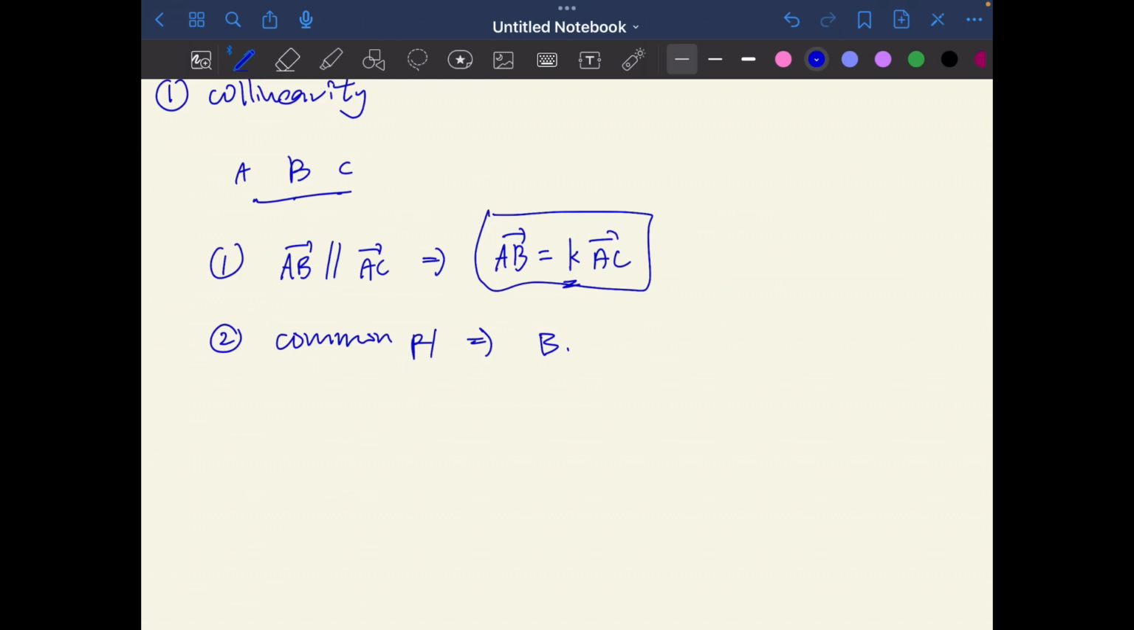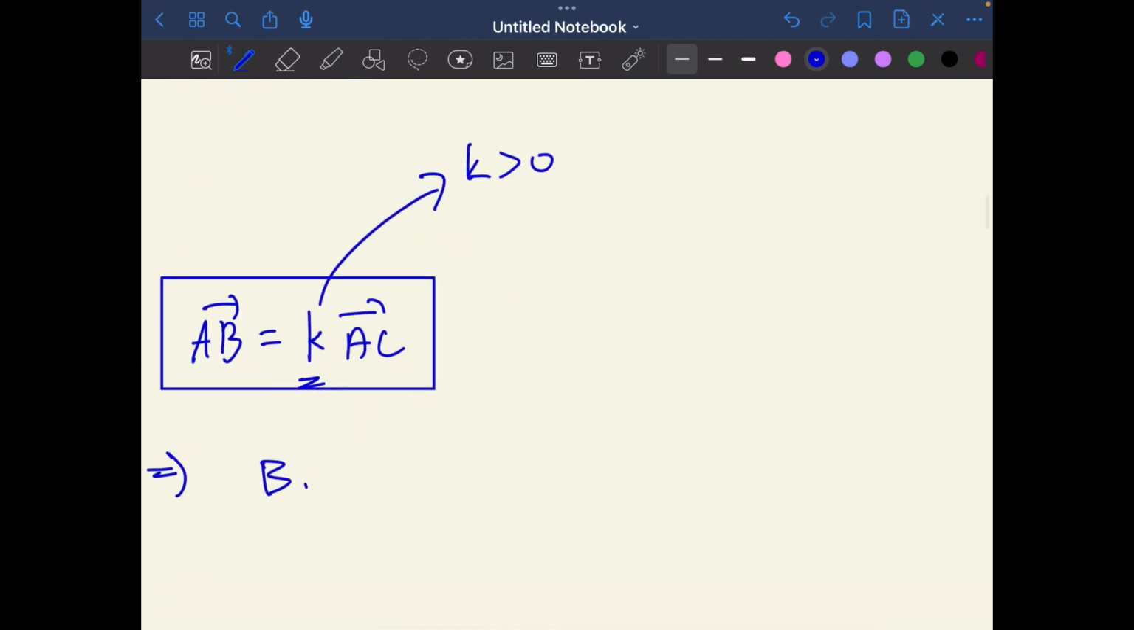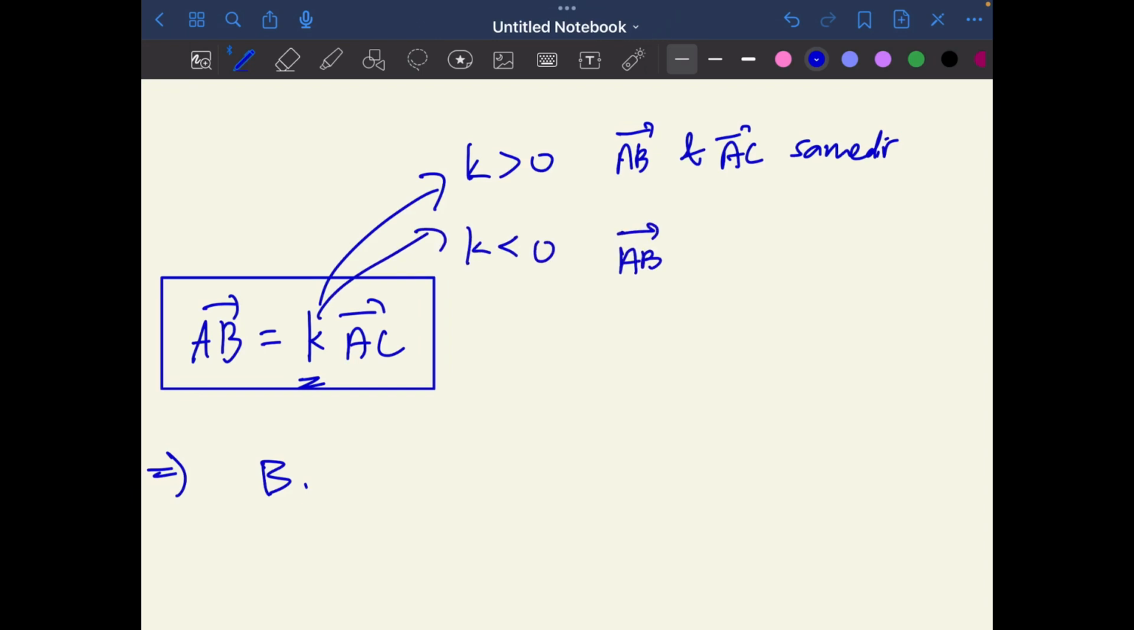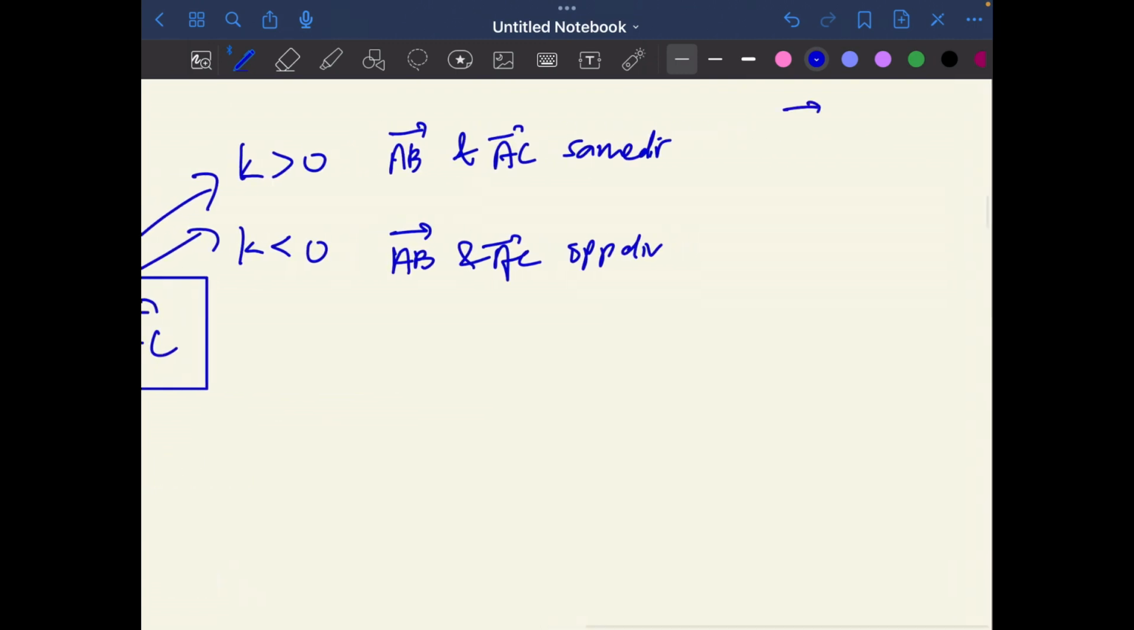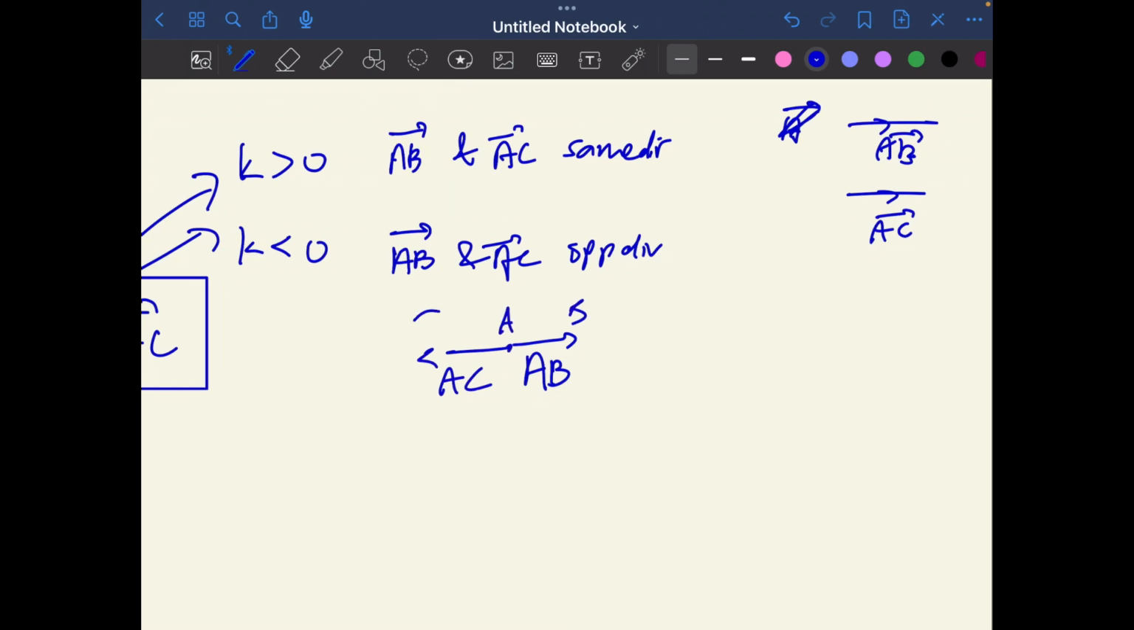Okay, let's branch off from this parallel thing. If k is more than 0, in general, we can say that AB and AC are in the same direction. However, if k is negative, then we can conclude that AB and AC are in the opposite direction. So it will look like, AB is like this, and then AC will also be in the same direction. But if AB is like this, then AC would be in the opposite direction. So here would be A, B, C.